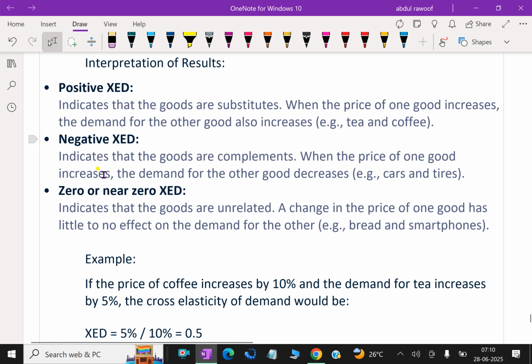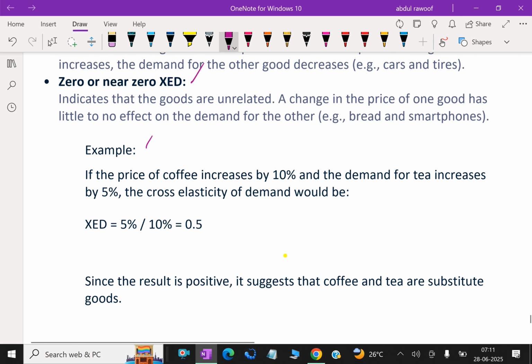Negative XED indicates that the goods are complements. When the price of one good increases, the demand for the other good decreases. For example, cars and tires. Zero or near zero XED indicates that the goods are unrelated. A change in the price of one good has little to no effect on the demand for the other. For example, bread and smartphones.